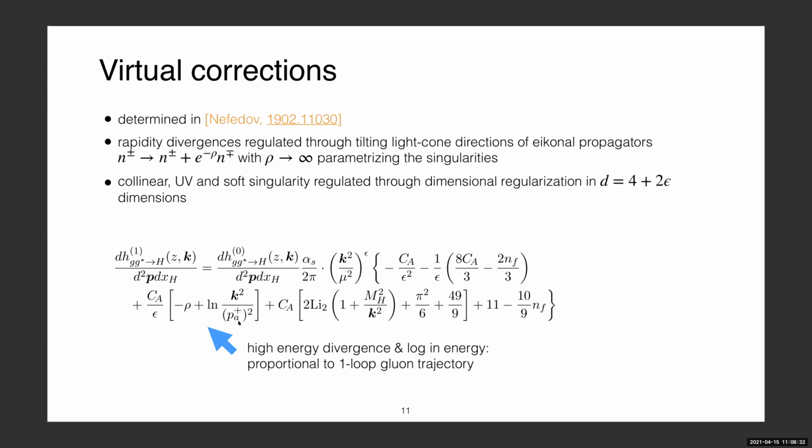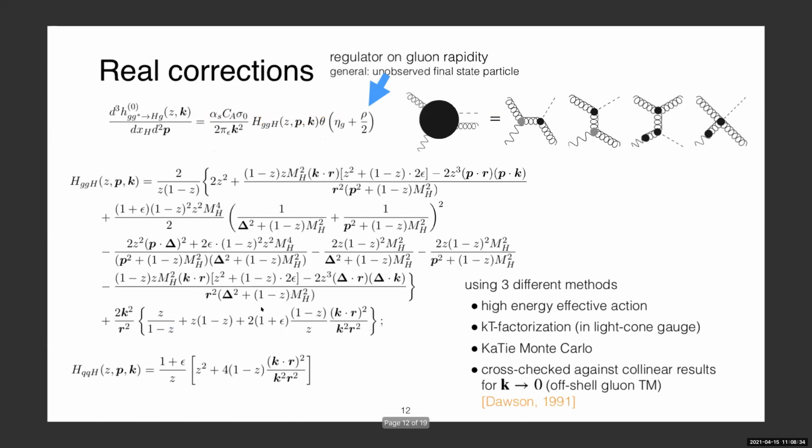And we get the result here. Now we get something similar. Now we come to real corrections. That's our calculation, our result here. So also here we have to put in our regulator to regulate the rapidity of this additional emitted gluon.